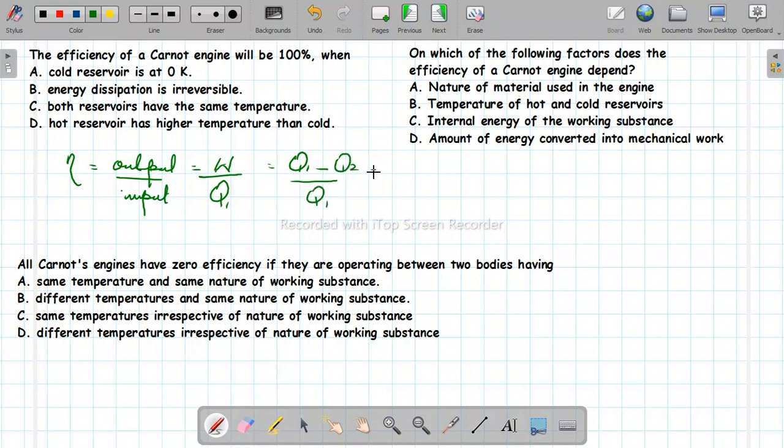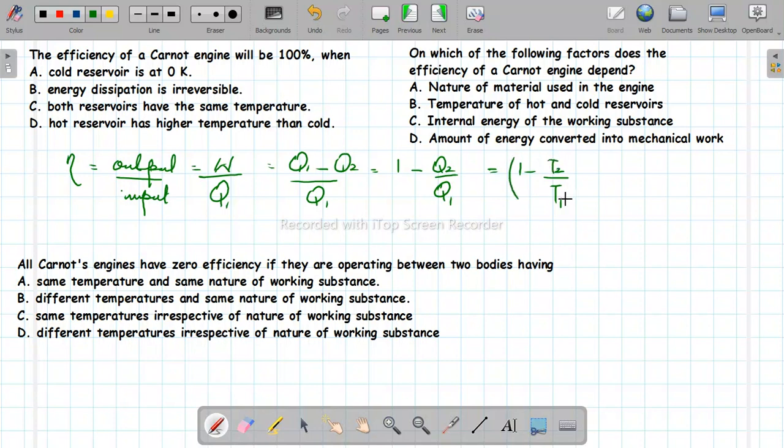So let's just break and rewrite this equation. This becomes 1 minus Q2 over Q1. And we read that we relate heat energy to temperature, and we can rewrite this equation as 1 minus T2 over T1, where this T2 is the temperature of the cold reservoir and this T1 is the temperature of the hot reservoir, right?